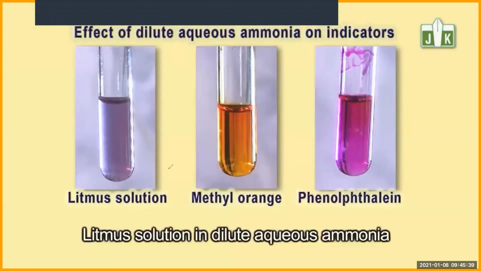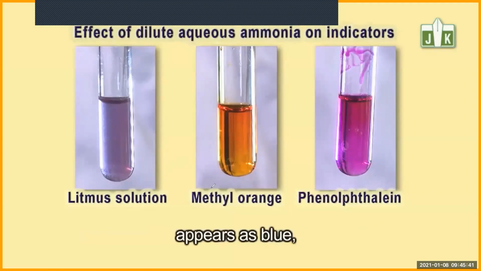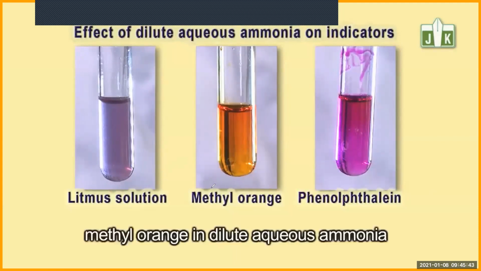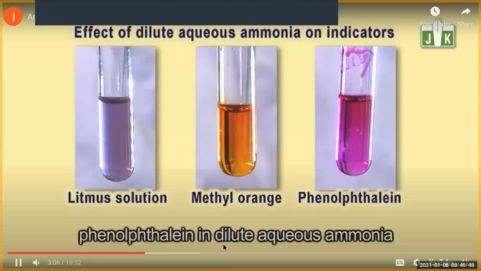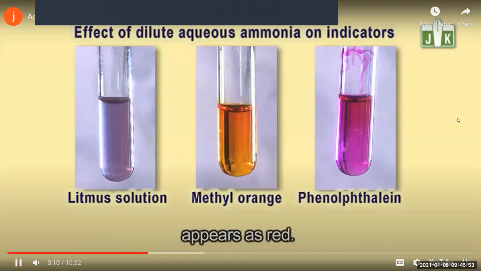Litmus solution in dilute aqueous ammonia appears as blue. Methyl orange in dilute aqueous ammonia appears as yellow. Phenolphthalein in dilute aqueous ammonia appears as red.